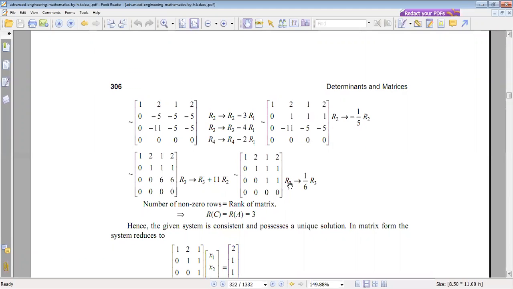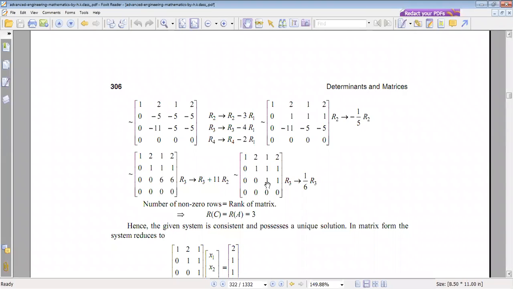Next, we can make row 3 divided by 6, so row 3 becomes 0, 0, 1, 1. Okay. Now tell me, is it possible to make these two elements equal to 0? It is not possible. So we cannot make these two elements equal to 0 by using any other row.